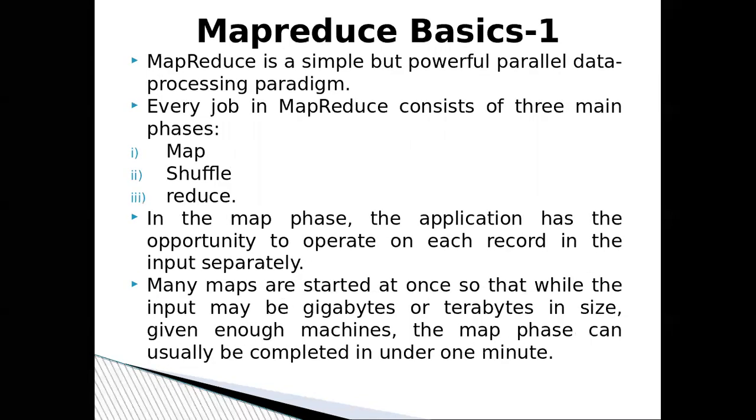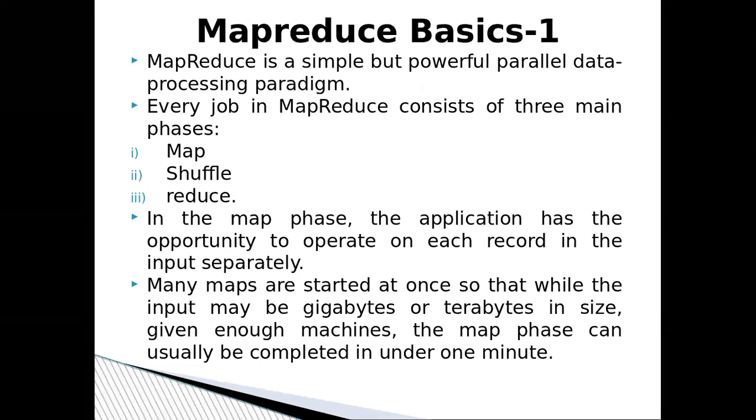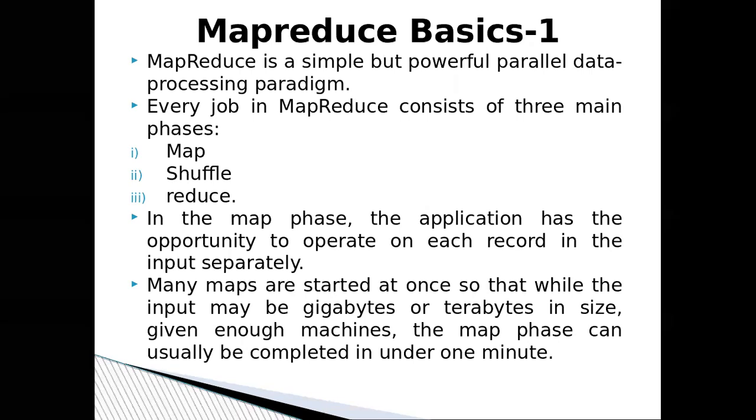Okay. Now let's understand the MapReduce programming model. It is a simple but powerful parallel data processing paradigm, and each job in MapReduce has three main phases: the map phase, the shuffle phase, and the reduce phase. In the map phase, the application can operate on each record in the input separately. And many maps are started at once, so that even if you have huge files to the tune of gigabytes or terabytes, if you have a large number of machines, your map task can be finished even for huge files under 1 minute. That's very important.